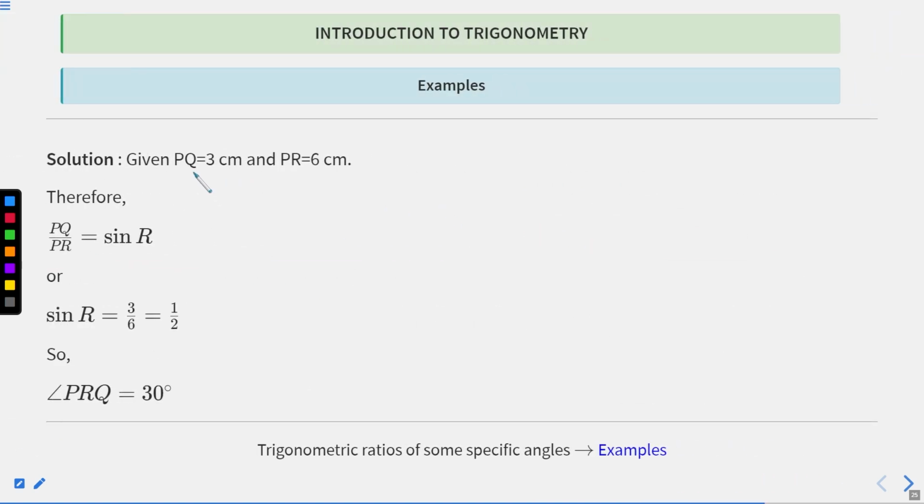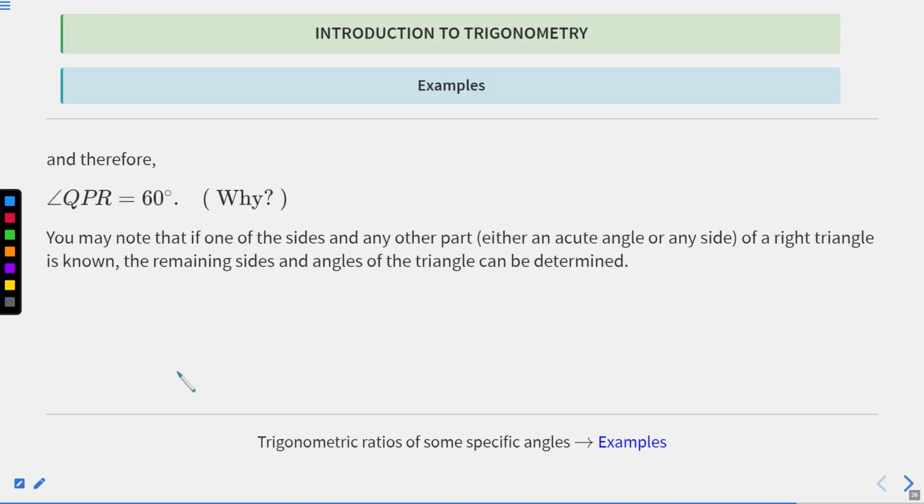So we have given PQ is equal to 3 centimeter and PR is equal to 6 centimeter. Therefore sin R is equal to PQ by PR, or sin R is equal to 3 by 6, which is equal to 1 by 2. And we know the value of sin 30 degree is equal to 1 by 2. So angle PRQ is equal to 30 degree, and therefore angle QPR is equal to 60 degree.